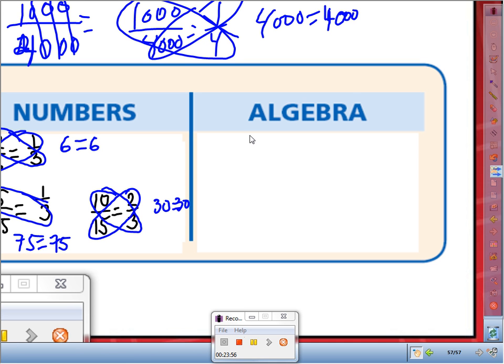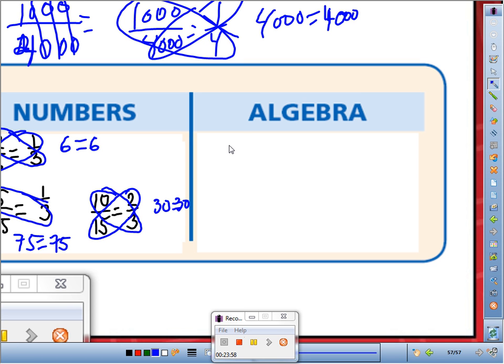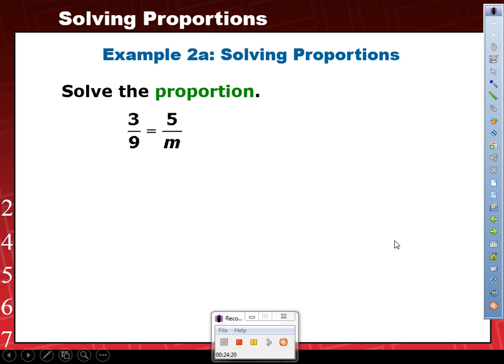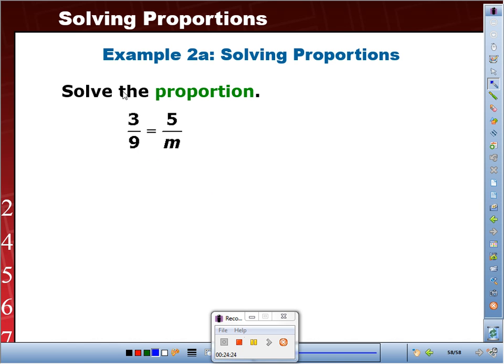Because it does work. So therefore, how does that look with algebra? It looks like this. Look up, please. A over B equals C over D. Therefore, this becomes AD equals BC or CB. Does everybody agree with that? Yeah. And that's the cross product that you're going to use for the homework. So with that said, copy this next one and use this property. Example 2A. Solve the proportion 3 over 9 equals 5 over m. Go. You have 20 seconds.